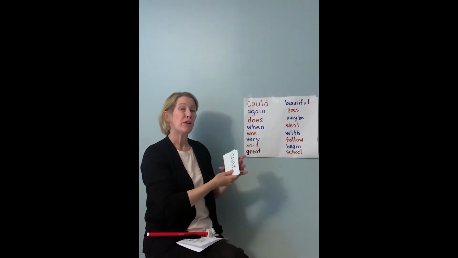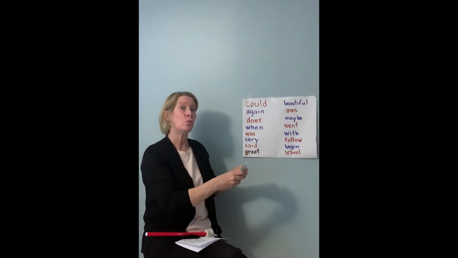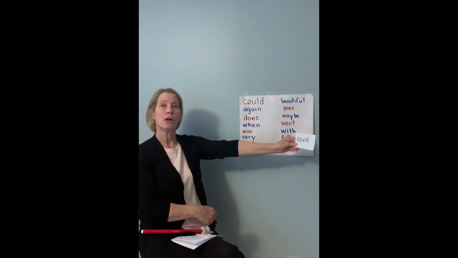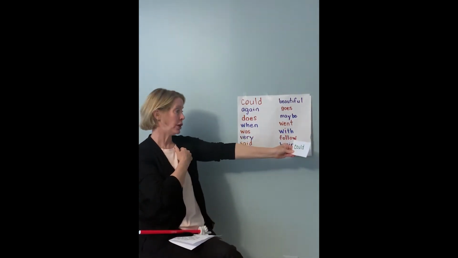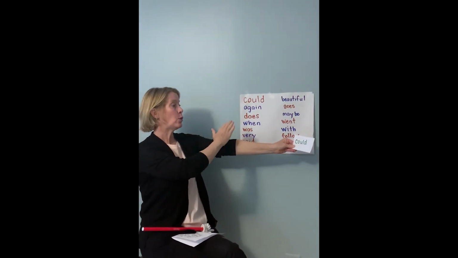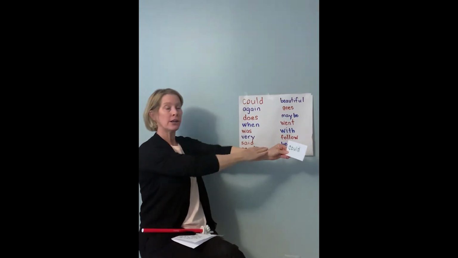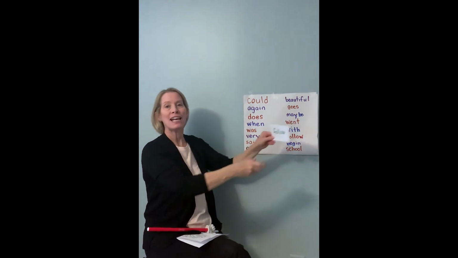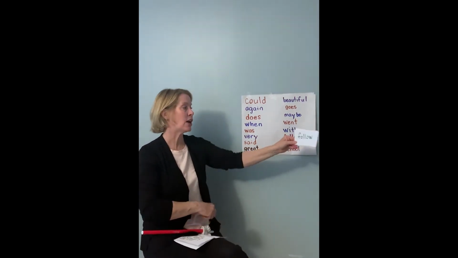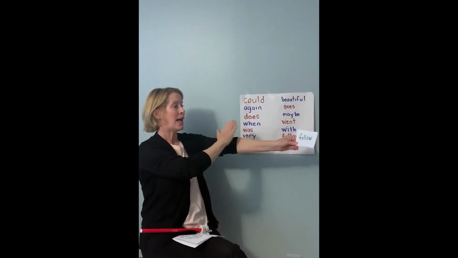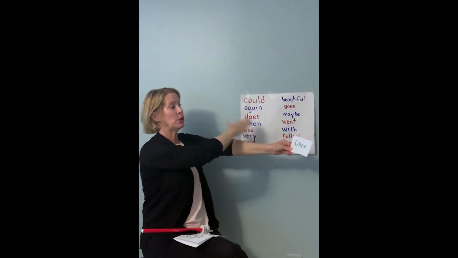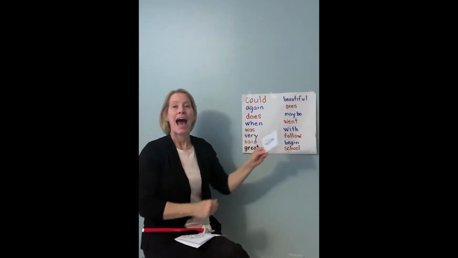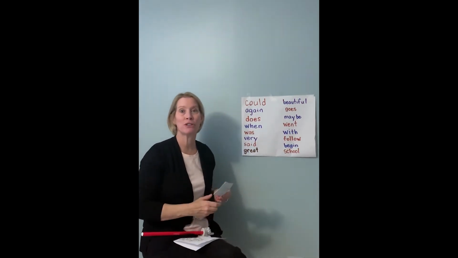I would do each one a few times before I started a new word. This word is could. Watch how I do this. Could. C-O-U-L-D, could. And the last one we're going to do together is follow. F-O-L-L-O-W, follow. I hope these helped you learn your sight words.